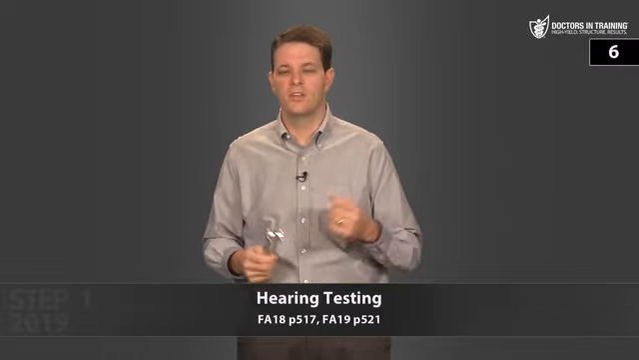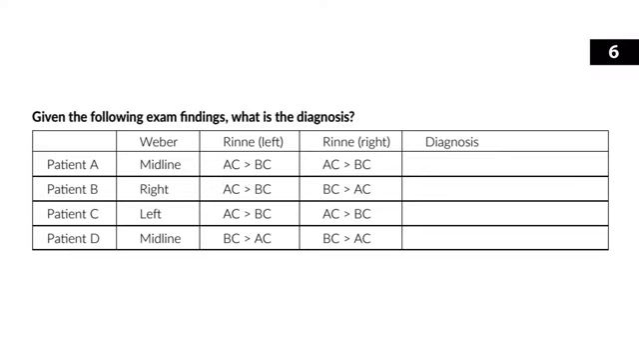So now let's get some practice interpreting these. We've given you complete results of the Weber test and the RENA test on each side, and you have to figure out whether the patient has conductive loss on the left or sensory neural hearing loss on the right or whatever. So pause the video and try to figure these out.